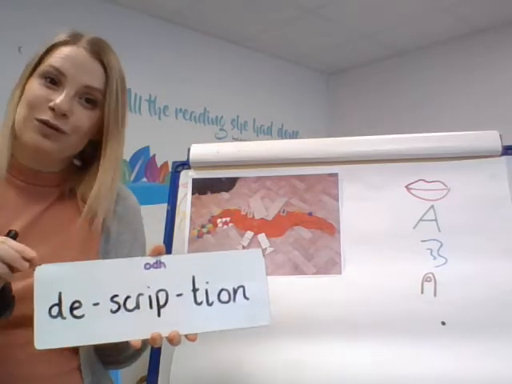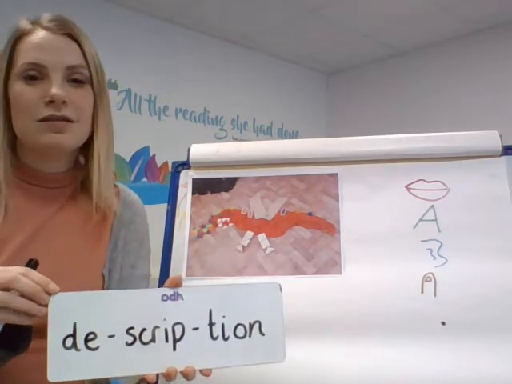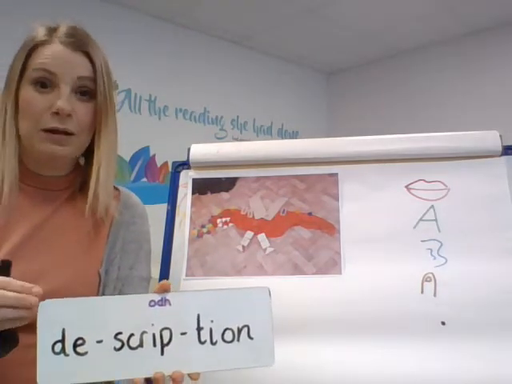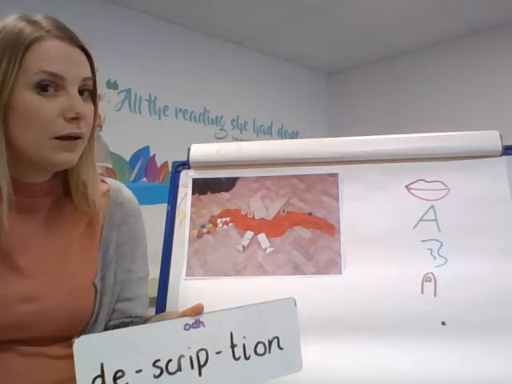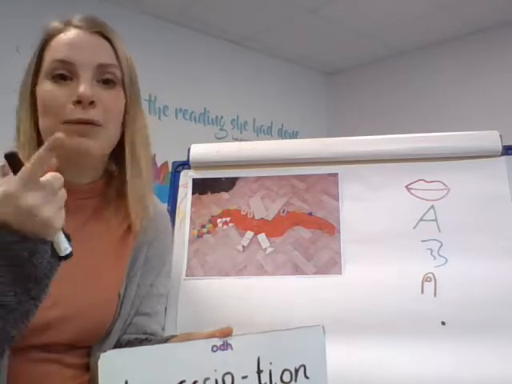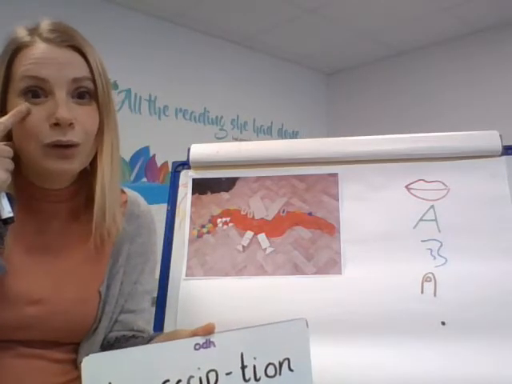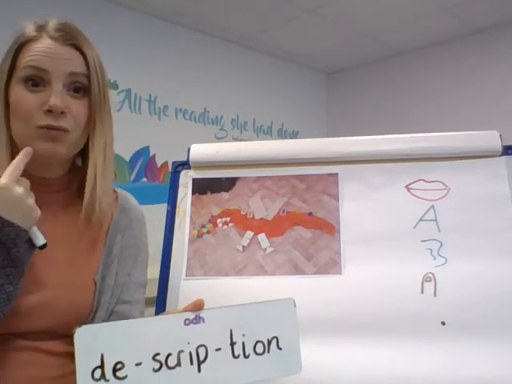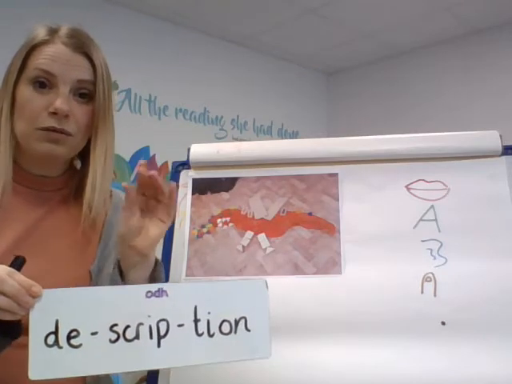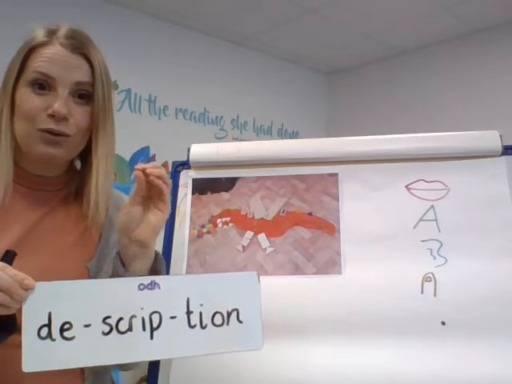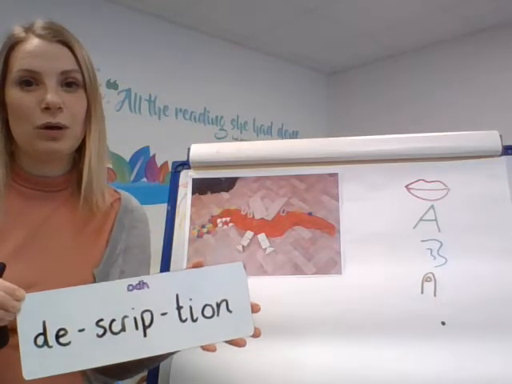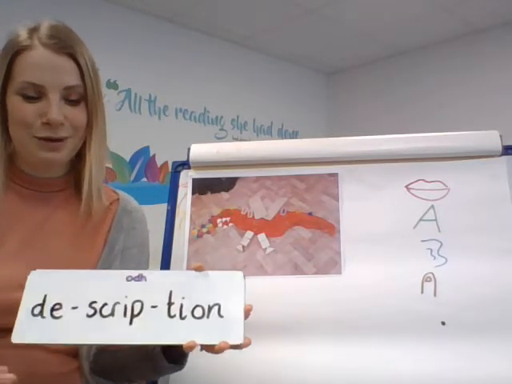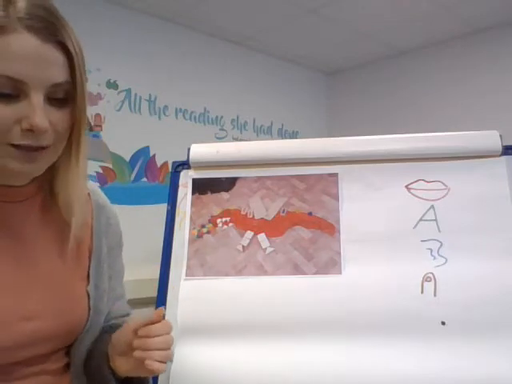That's right. So a description is something that describes. And when you describe something, you say what it sounds like, maybe what it smells like, what it looks like, sometimes even what it tastes like, and sometimes what it feels like. So we use our 5 senses to talk about a description. Well done. So we'll see if we can do some of that today.